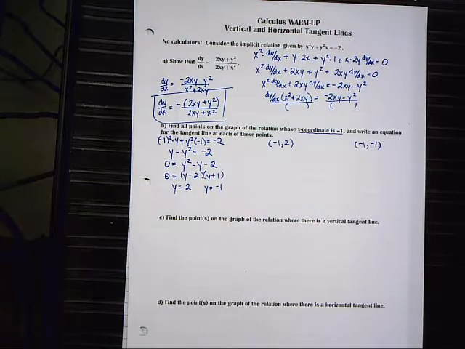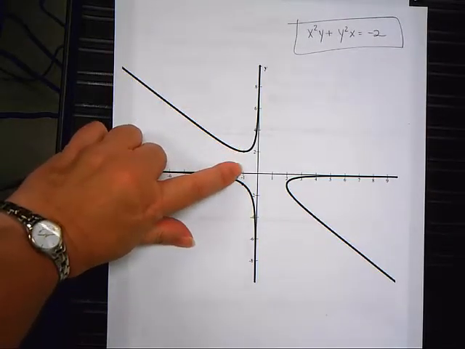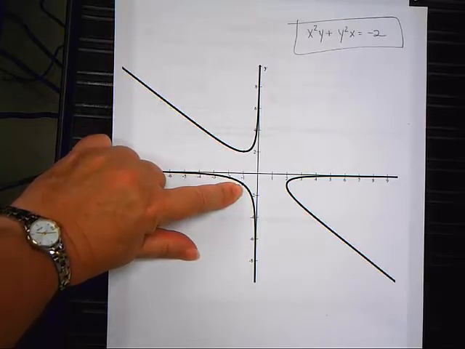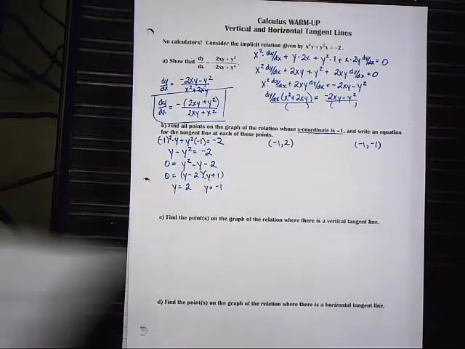Let me go look at the picture again. (-1, 2), that's that one right there. (-1, -1), that's that one right there. We found them both. Okay, but now we need to write the equations of their tangent lines.